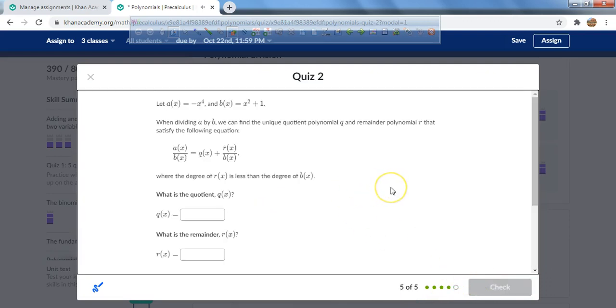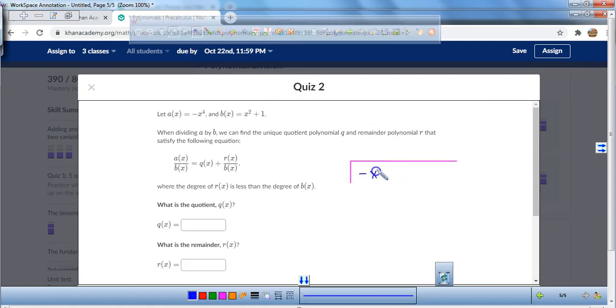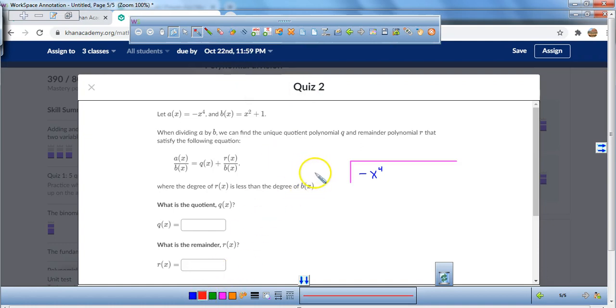All right, so here we go. We have the one final last problem, and then this video is done. We're going to take negative x to the power of 4, and we are going to divide it by x squared plus 1. So we're just going to take this and divide it by this.